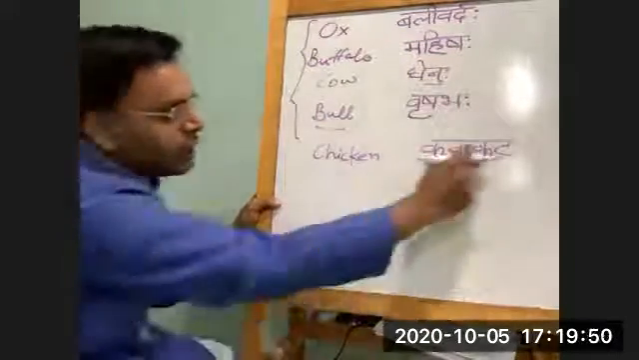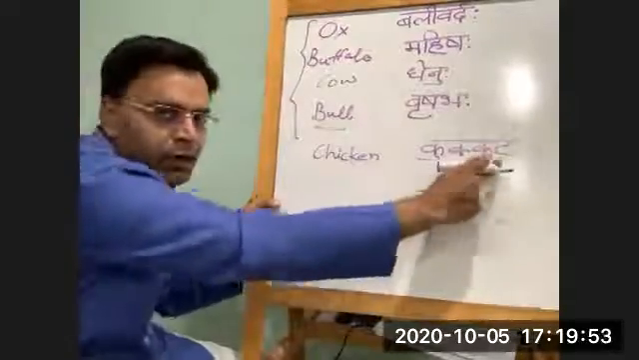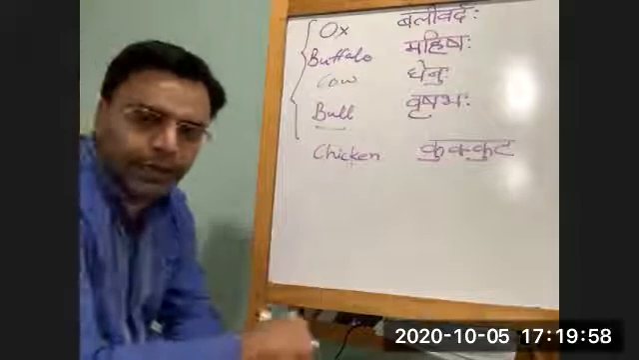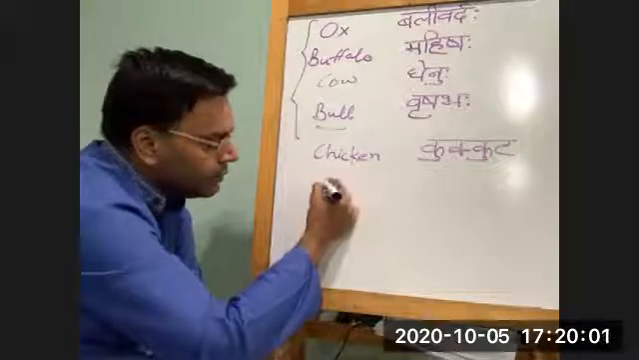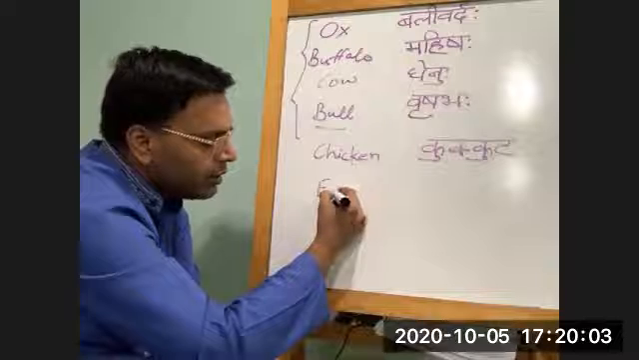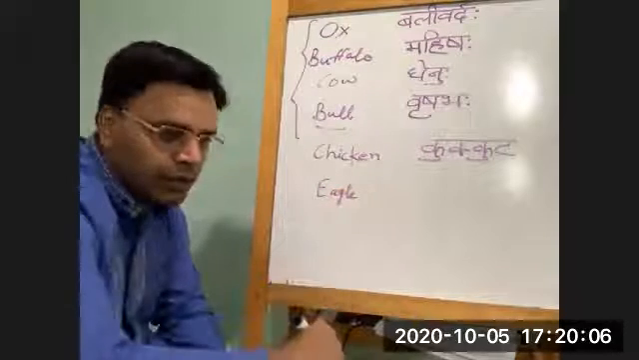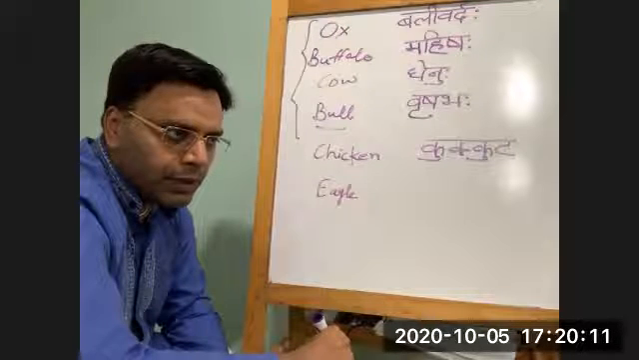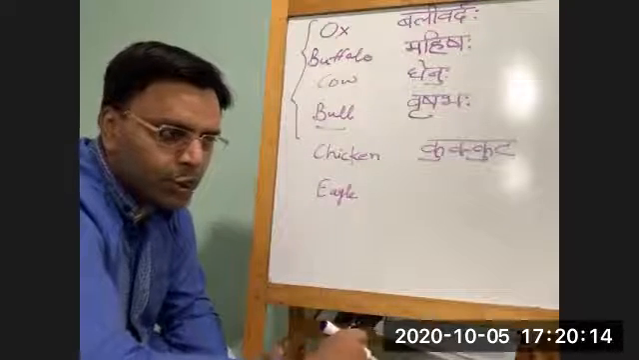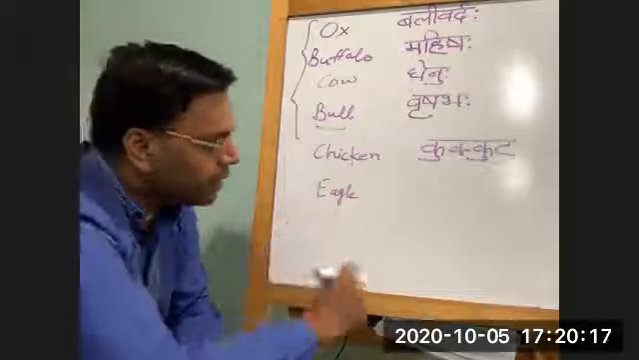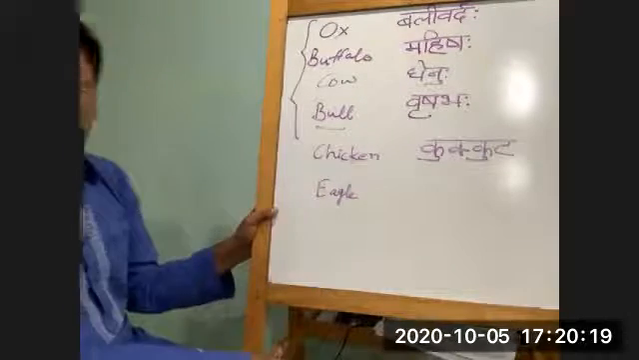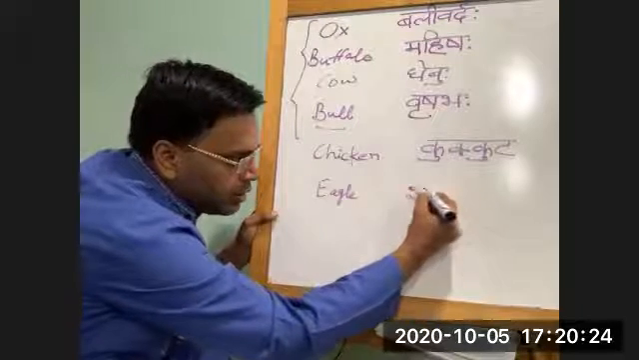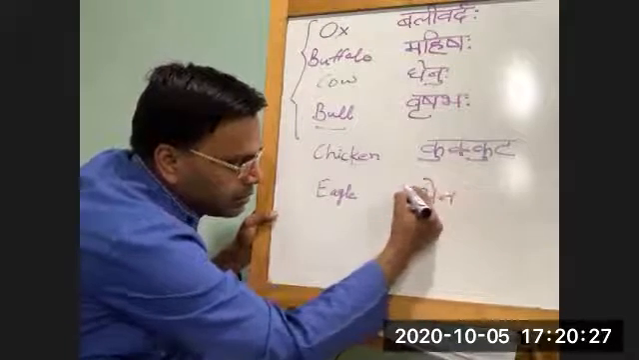Okay, so dog is just the last letter difference. Here it's ra, kukura. So chicken is kukuta. All right, and eagle. We did the bird in journal last time, right? Khaga, and any other bird? Hansa we did. Parrot, shukaha, mayuraha, and eagle. Eagle is called shayena. So sha, ya, e, na, shayena.